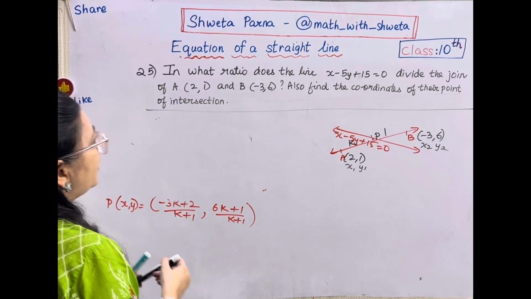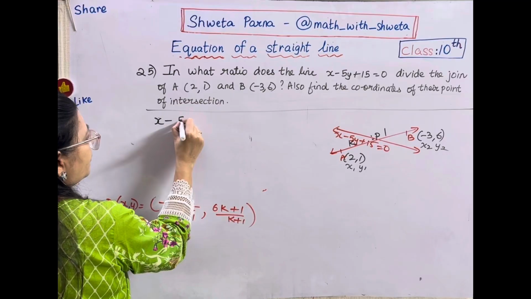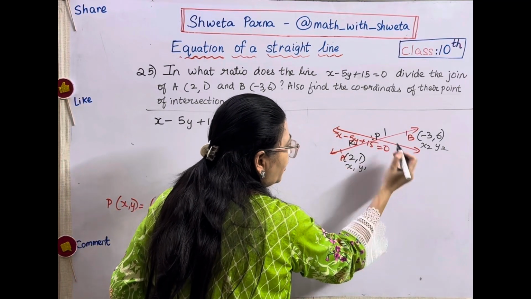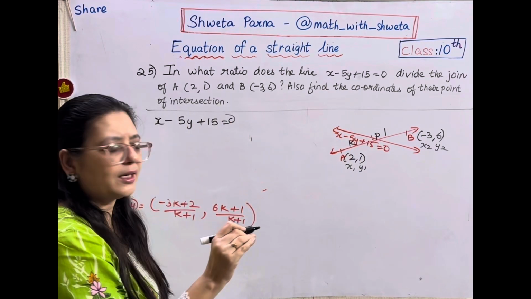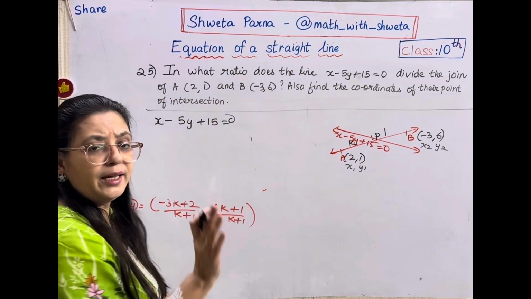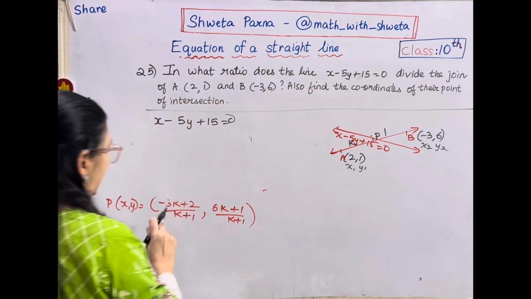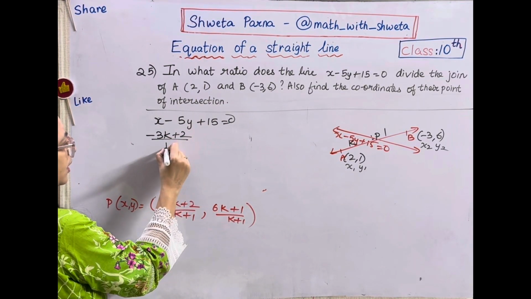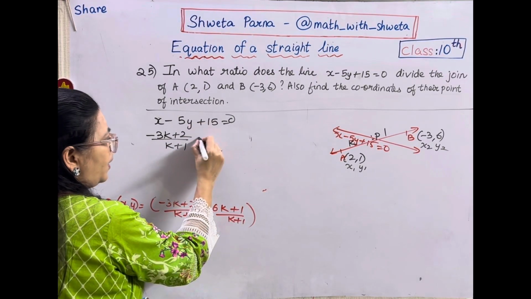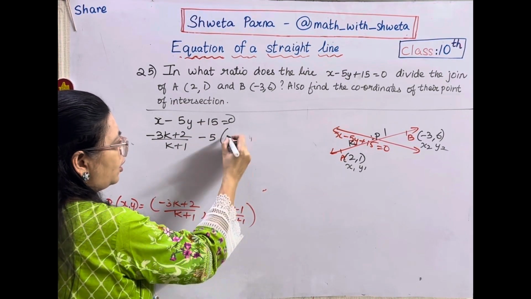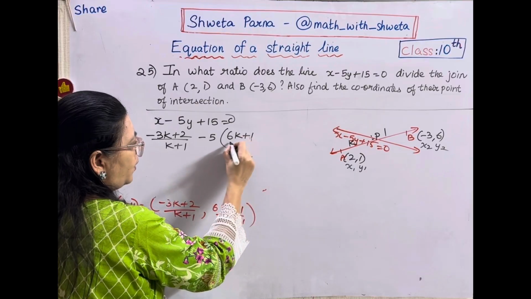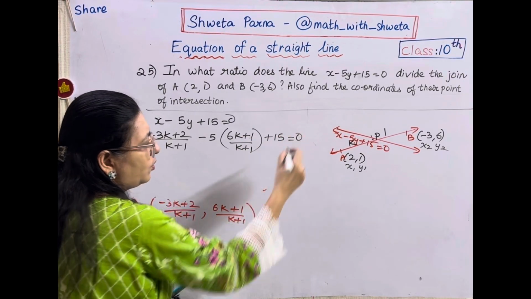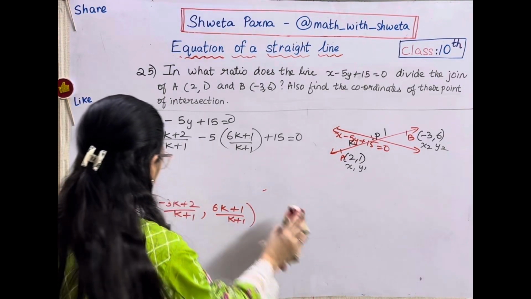So what is the line? Line is x minus 5y plus 15 is equal to 0. Child, this is the line and this point is also lying on that line. So it will adhere to the equation. So in place of x we will put minus 3k plus 2 upon k plus 1. Minus 5 into, in place of y you will put 6k plus 1 upon k plus 1, plus 15 is equal to 0. Okay, come on, let's solve this first.